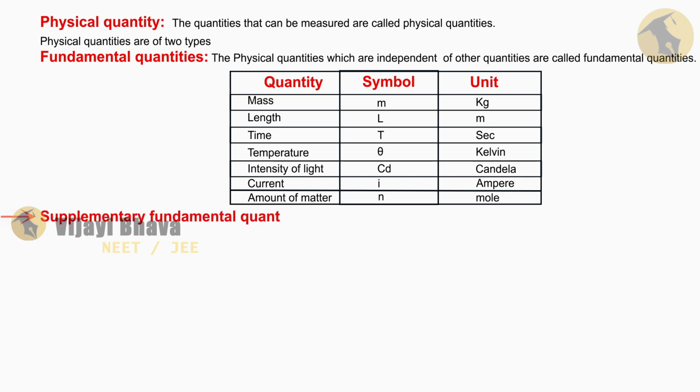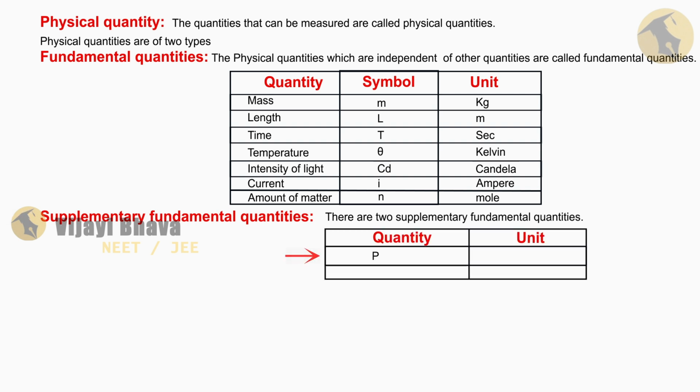Supplementary fundamental quantities. Apart from the 7 fundamental quantities, there are 2 supplementary fundamental quantities, which are plane angle measured in radian and solid angle measured in steradian.